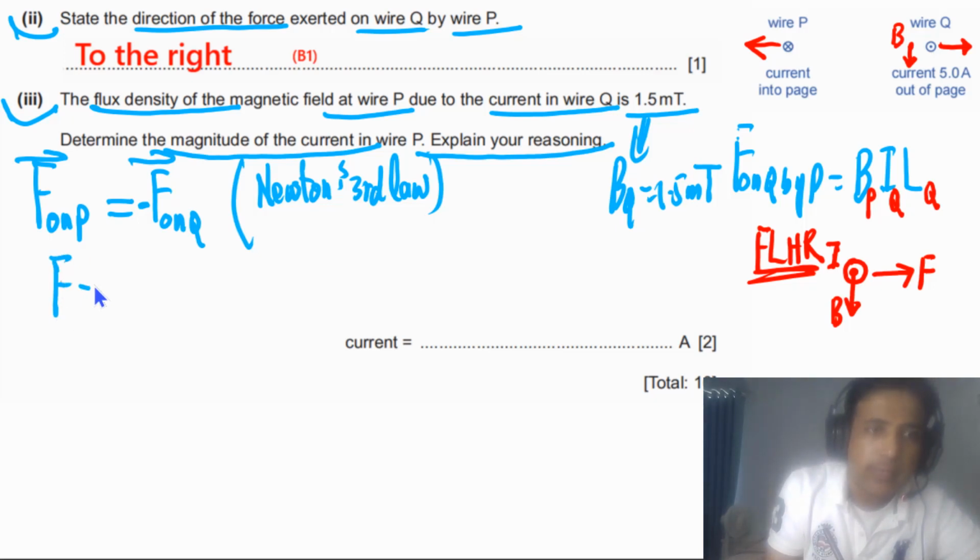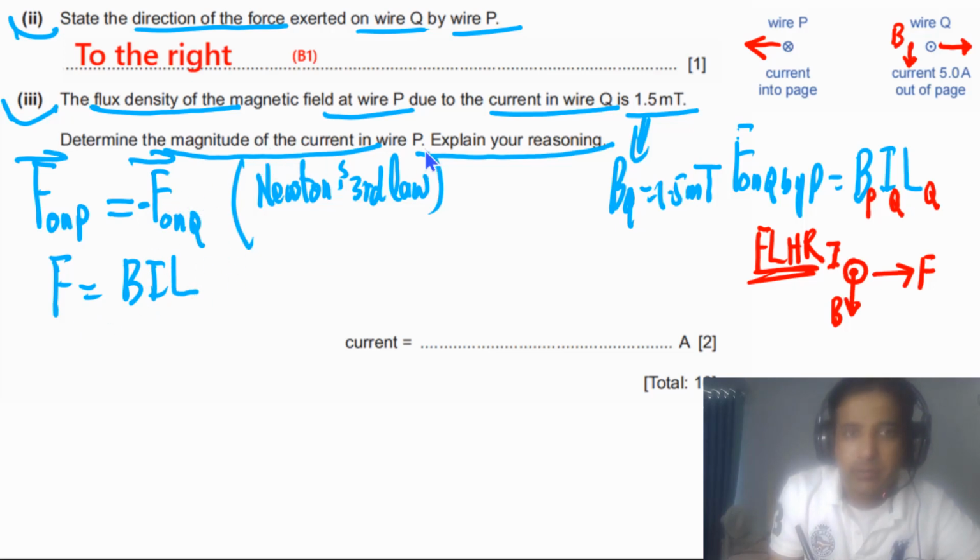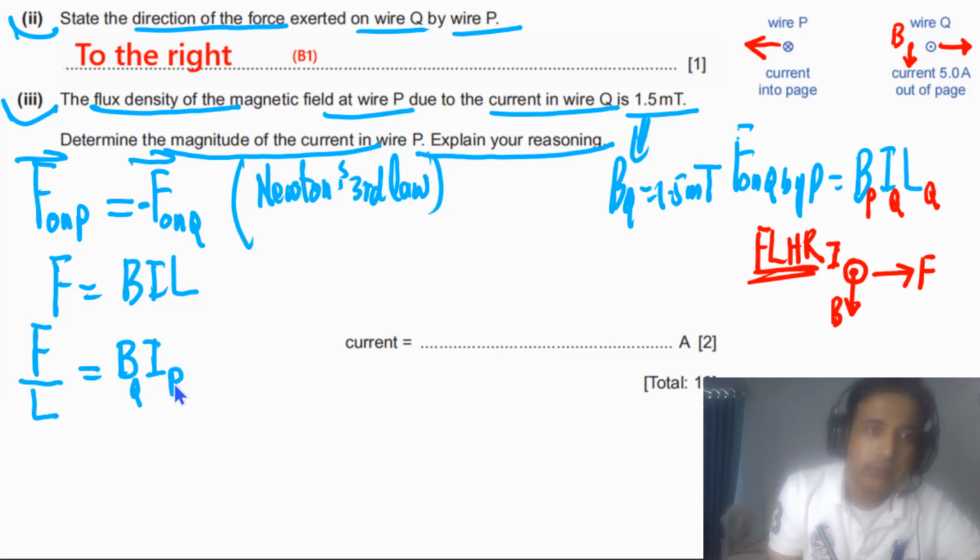Now we need to use F is equal to BIL. We need to determine in this case the current in the wire, but in the last part we have already calculated force per unit length. So we can say force per unit length is equal to BI. This B is the external magnetic field, meaning this is due to Q, and I is current in P. This value we have already calculated, and that was equal to 0.013. So here we have BQ and here we have IP.